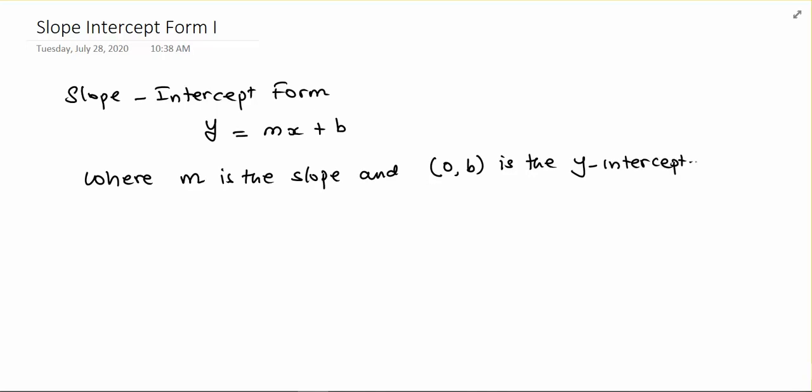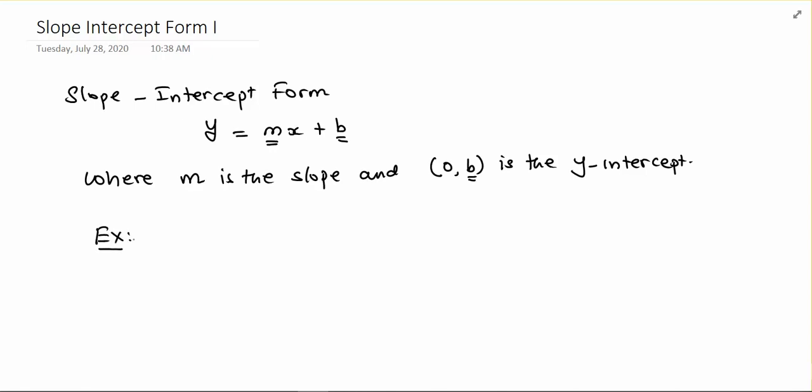Okay, so where m is the slope. We've talked about intercepts and we've talked about slopes before. So if you write it this way, the m number here is the slope and the b number there is the y part of the y-intercept. Okay, so let's do a few examples just to understand this.